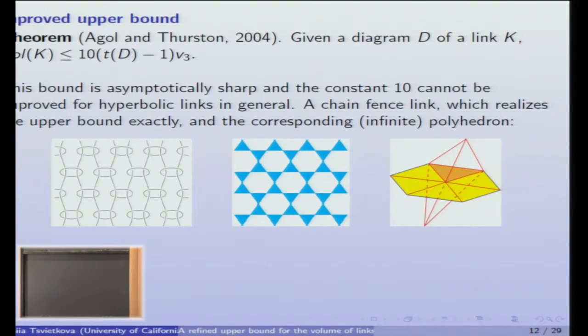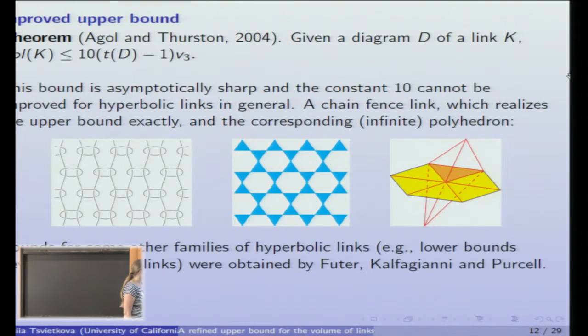So this is the chain fence link. This is actually a picture from the paper, and it realizes the upper bound exactly. So you look at the polyhedral decomposition, that is, how faces come together at the projection plane. You have some hexagonal faces, and you have so-called bow tie faces. It gives you 4 tetrahedra here, and then 6 here, using stellar decomposition, as in the next picture. So you get exactly 10.